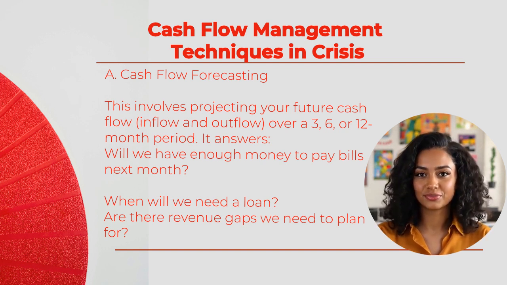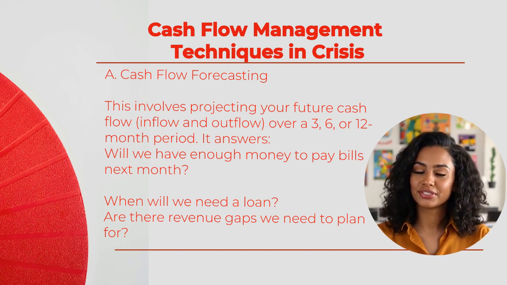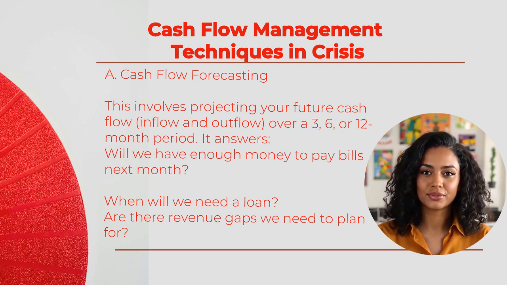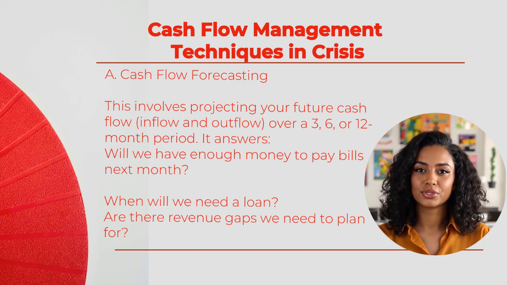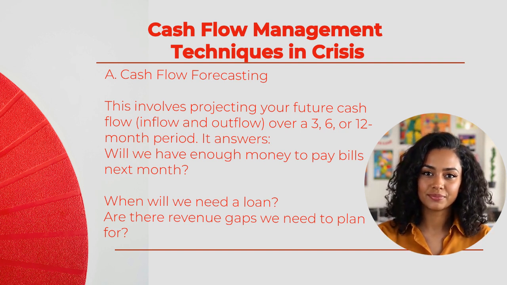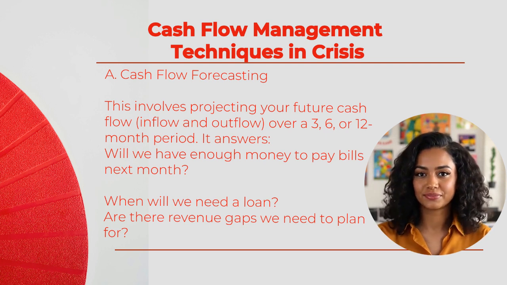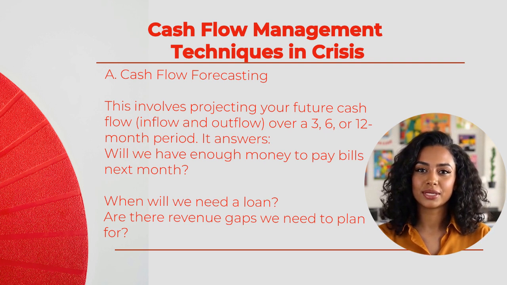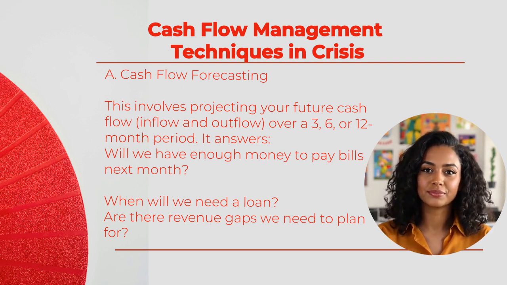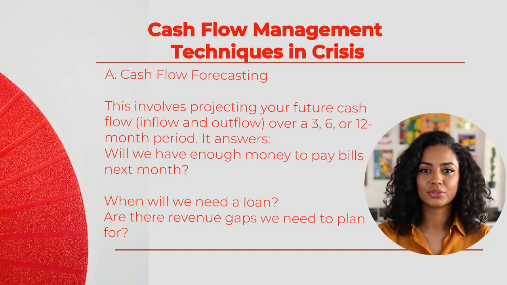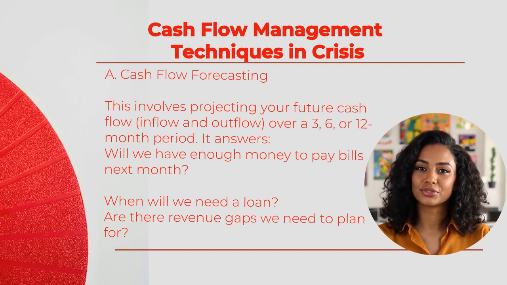B. Tight receivables management. Issue invoices promptly. Offer discounts for early payments. Follow up consistently on late payers. Avoid offering long credit terms during high-risk times. C. Staggered payments and supplier negotiation. During a cash crunch, negotiate to delay or break down payments into smaller amounts. Swap services, barter, to preserve cash. Get grace periods on existing credit obligations.